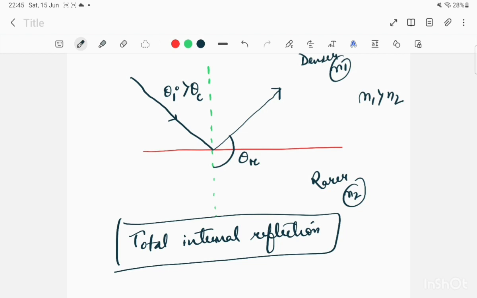This phenomenon is called total internal reflection, and this particular phenomenon is very, very important in the field of communication because the optical fiber that we were discussing, that it works by using light waves as a messenger, can do it because of this particular principle. So the working principle of optical fiber system is the total internal reflection.